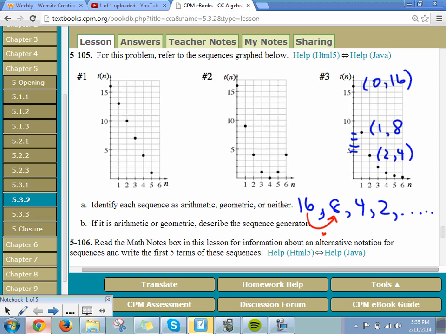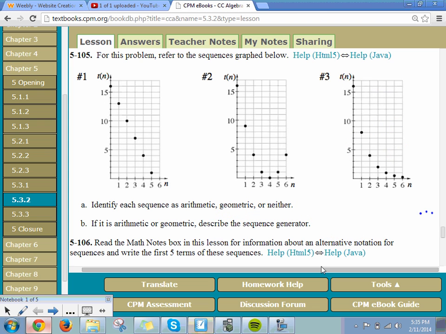We might be able to see that what we're doing every time is we're multiplying by 1/2. We're dividing by 2, multiplying by 1/2, multiplying by 1/2. One way we can see that is we can take the next term divided by the previous. So 8 over 16, which simplifies to 1/2. So we know we have a geometric sequence, and our generator is times 1/2. All right, moving on to 106.